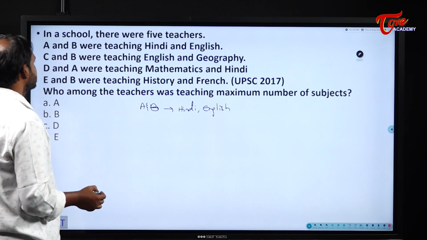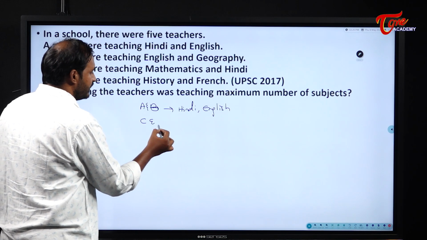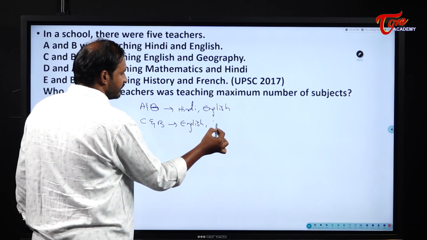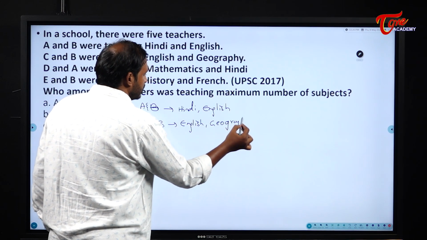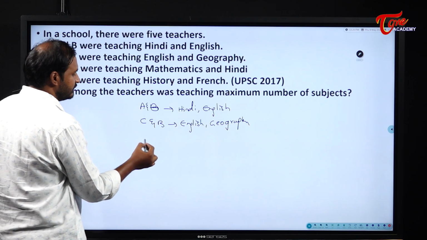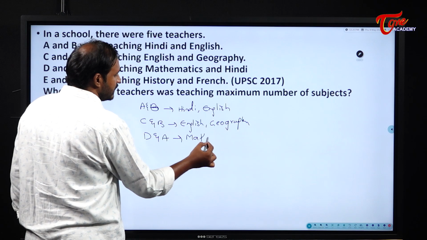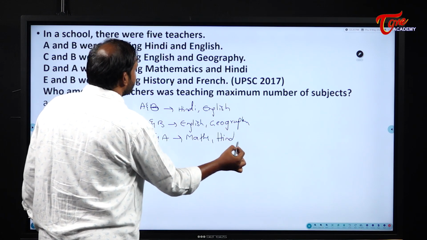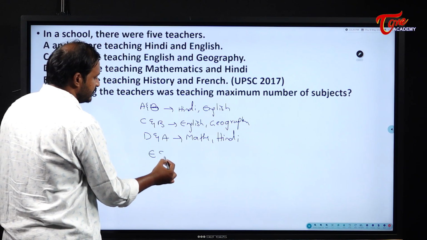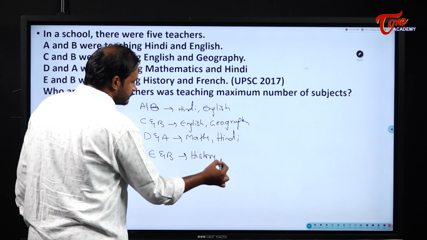Hindi as well as English. Next, C and B were teaching English and geography. Next, D and A were teaching mathematics and Hindi. Next, E and B were teaching history and French.